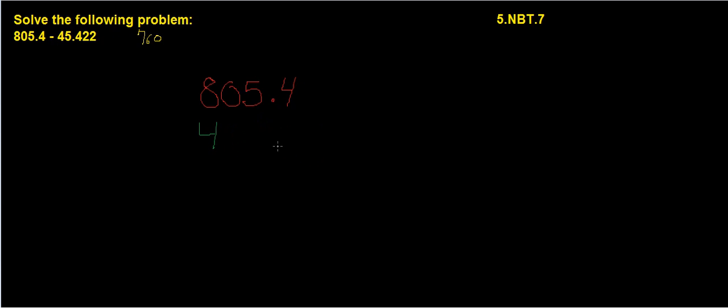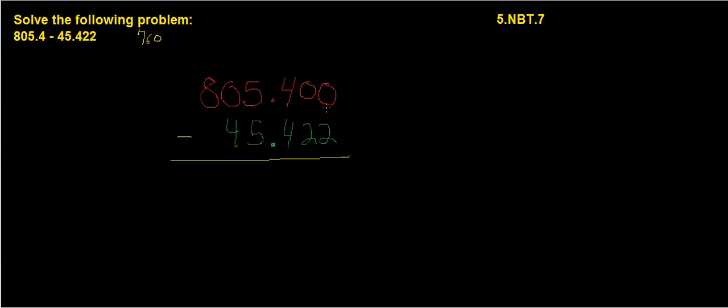So let's take this back, and first we're going to line up that decimal point. And we need to pay attention to place values. So we have 805 and 4/10, 45 and 422 thousandths. And now we're going to subtract. Remember, we have placeholders, and those placeholders are zeros. So 805 and 4/10 is the same as 805 and 400 thousandths. So now we're going to subtract.